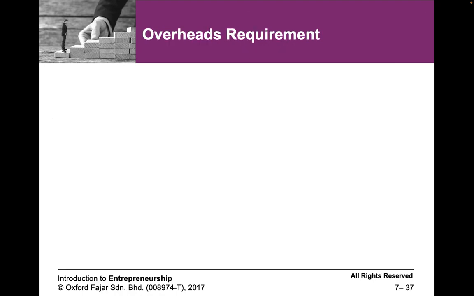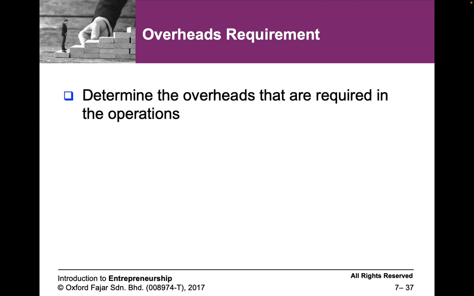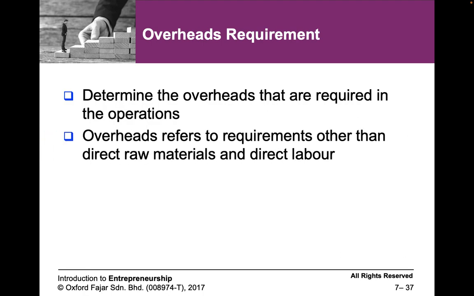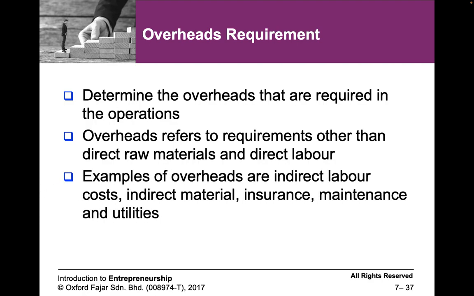Alright, so we have done with the material, with the machine, with the manpower. Next is the overhead requirement. So what is overhead? Determine the overhead that is required in the operation. Overhead refers to requirements other than direct raw material and direct labor. Examples of overhead are indirect labor cost, indirect material, insurance, maintenance and utilities.